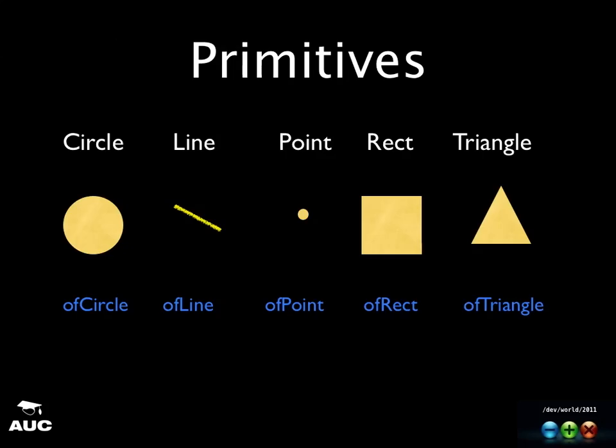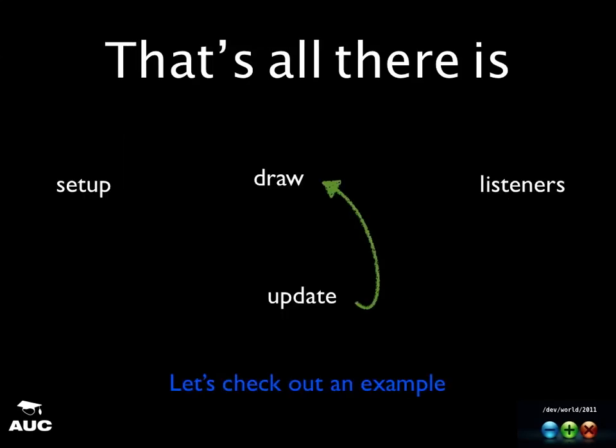So some of the primitives that we get for free in OpenFrameworks is they give you an easy ability to draw a circle, a line, a point, a rectangle, triangle, and so on. And all a program really consists of these three things. Setup, which is called once. Then there's a draw and update loop, which is called until either your battery dies or the thing crashes. It just keeps spinning.